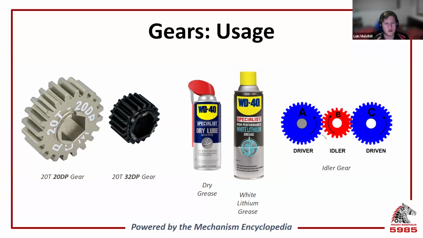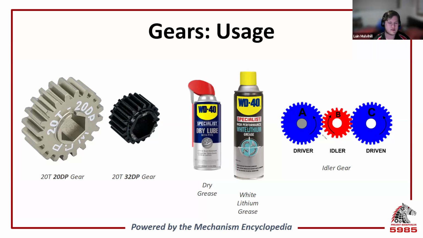Another thing that we have to do with gears is grease them. So we can either grease them with dry grease or white lithium grease while spinning them by hand. You usually don't want to run dry gears due to the high friction involved, and you can experience some wear. Most teams will use white lithium, but the idea behind using dry grease is to not build up dust and metal shavings, which result in wear and tear.